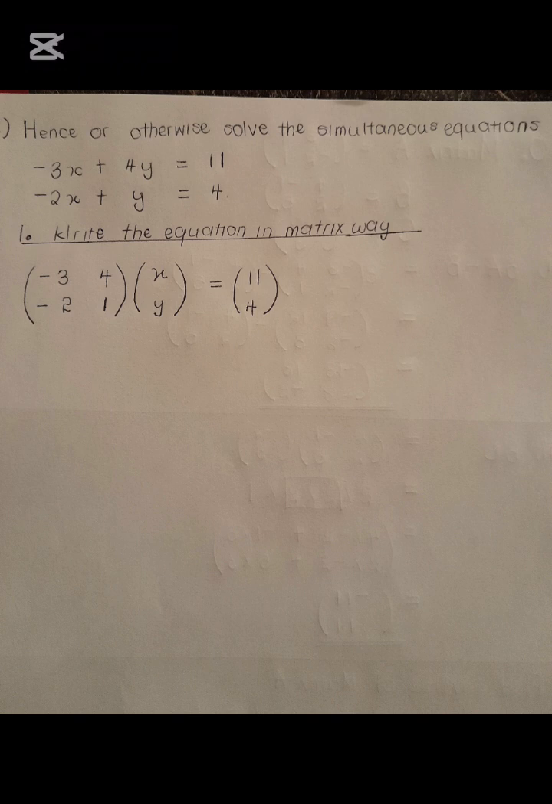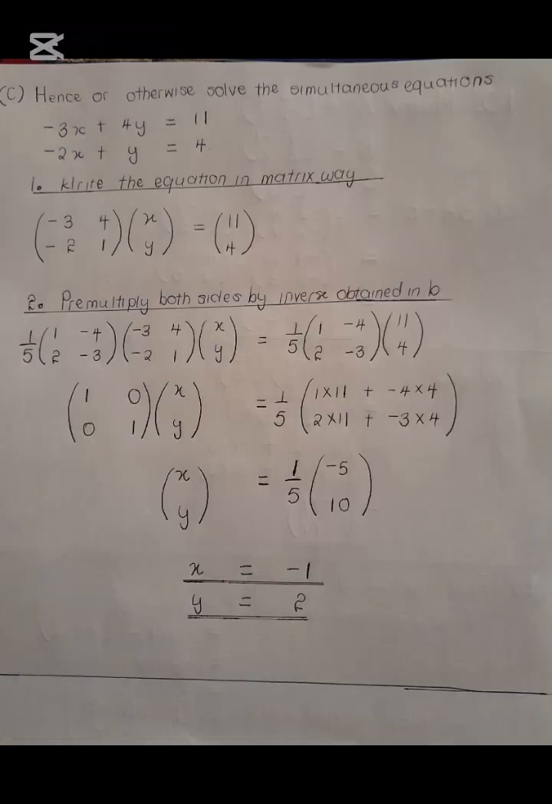So the next step, now that we have written our equation in matrix way and we also know the inverse, we are going now to pre-multiply each and every side by the inverse. So at the left side, you need to know that if you multiply a matrix by its inverse, you are going to get an identity matrix, which is 1, 0, 0, 1, right? So there's no need of doing the calculation because it is going to give us 1, 0, 0, 1. If you multiply a matrix by its inverse, you are going to get an identity matrix.